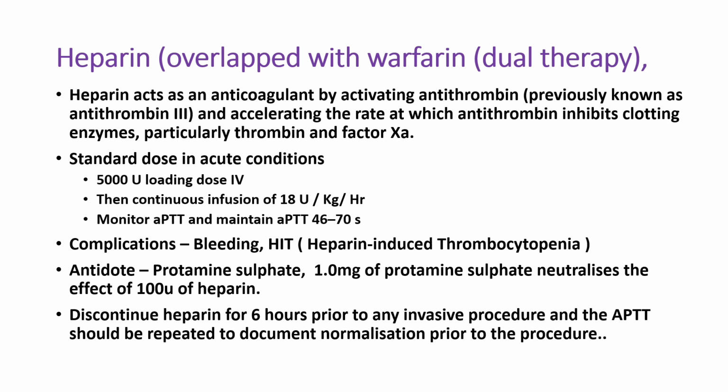Standard dose is 5000 units. Loading dose can be given IV, then continuous infusion of 18 units per kg per hour. Loading dose can be 80 units per kg, then continue the infusion at 18 units per kg per hour. We'll have to monitor the APTT during heparin. APTT should be 46 to 70 seconds. Very rarely a patient can develop heparin-induced thrombocytopenia, but bleeding tendencies are common with heparin. If the patient develops any complication, the antidote for heparin is protamine sulfate.